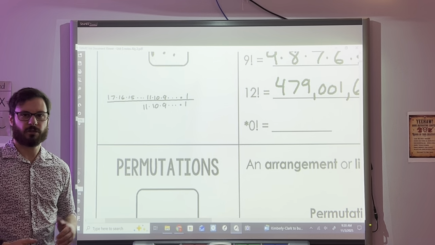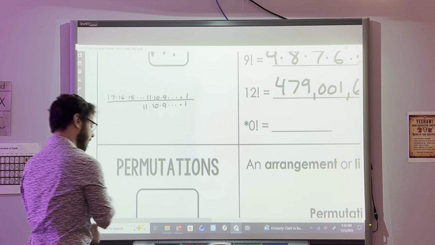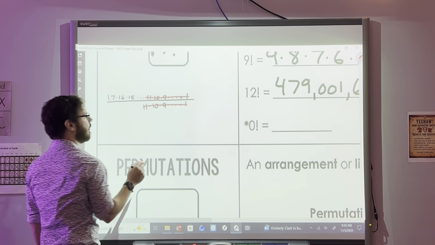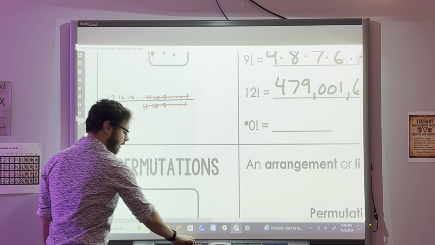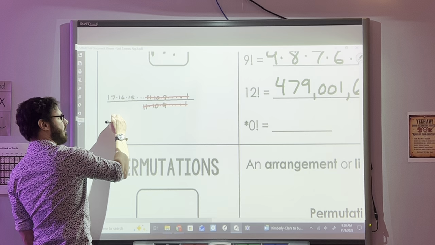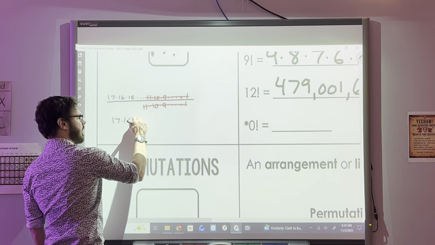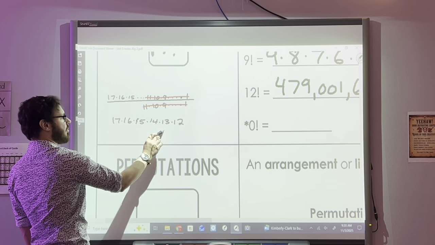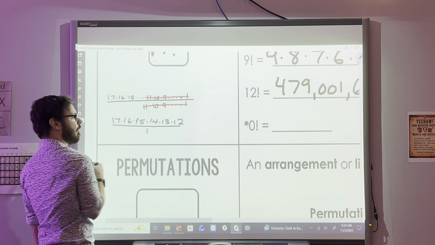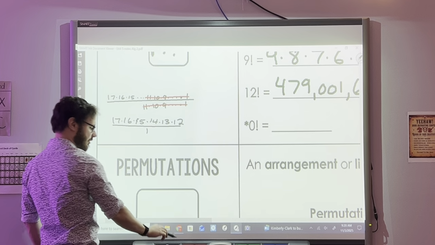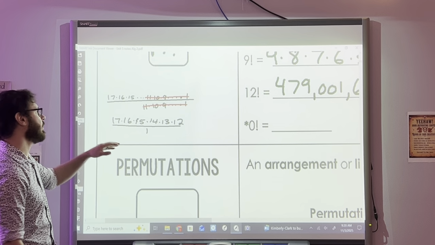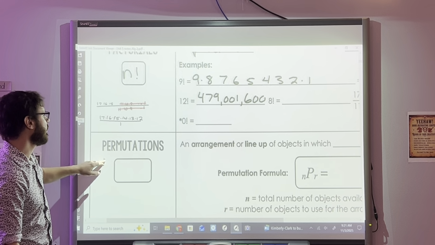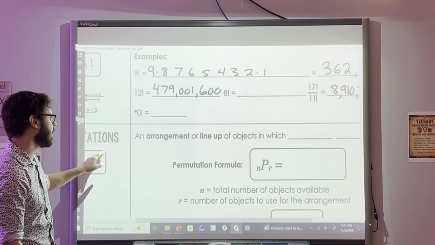So just like normal fractions, what's on the top can cancel with what's on the bottom. I can cancel all of this repeating here. And what I'll be left with in the numerator is ultimately 17 times 16 times 15 times 14 times 13 times 12. Those are the numbers that I didn't cancel, all over a 1. And if I multiplied this in my calculator, I would get the same thing that we got with our calculator over there to get the answer. Okay, so that's just one way of looking at that.